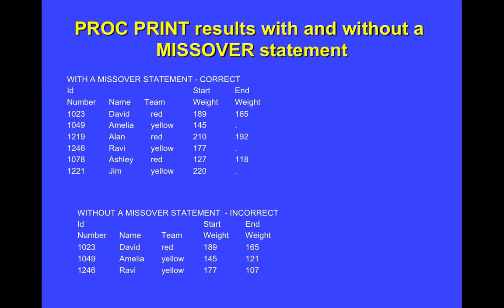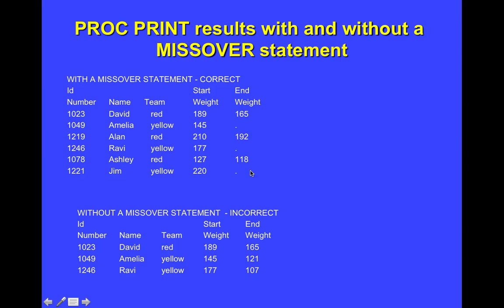Now, a little bit more about the missover statement to give you a bit more sense for what happens if you don't use it and you have missing data. On the top of the slide here, this is essentially a proc print of the correct data set. You see that there were 6 different observations and 5 variables. And importantly, Amelia, Ravi, and Jim are all missing their end weights. And this is the way the data should look.